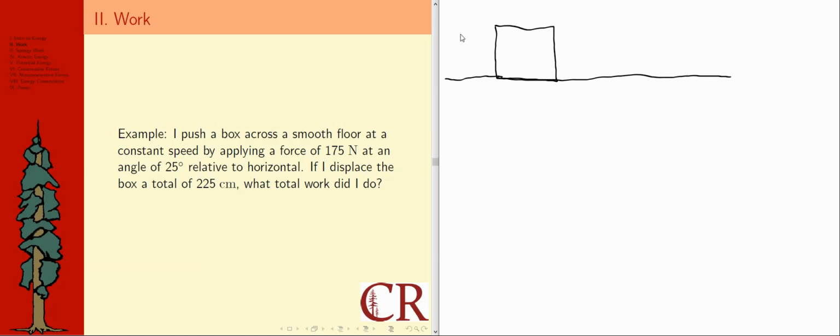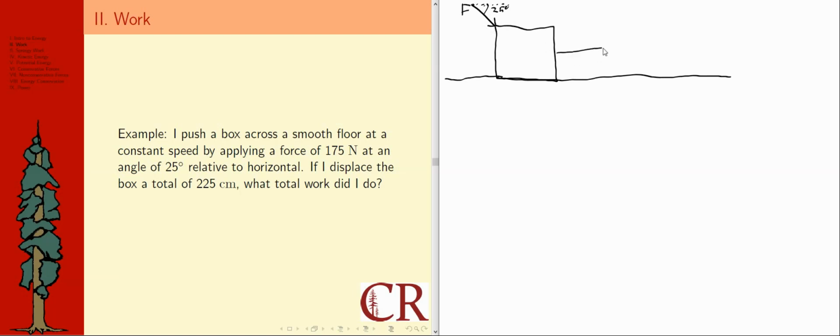But instead of applying a force that is perfectly horizontal, it says at an angle of 25 degrees relative to horizontal. I actually meant that to be a downward oriented force because I think that makes sense for how a person would probably push a box. And when I say it's 25 degrees from horizontal, I think that means that this angle here is 25 degrees. But anyway, that's the applied force F.